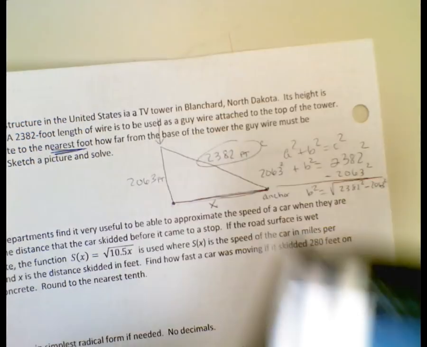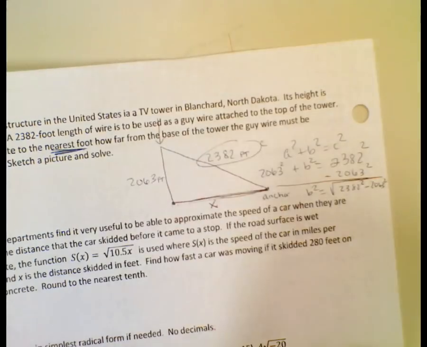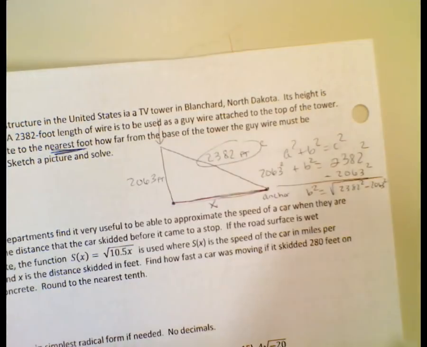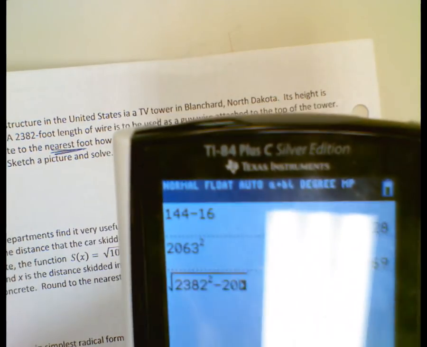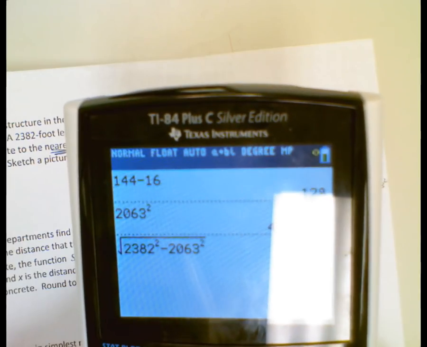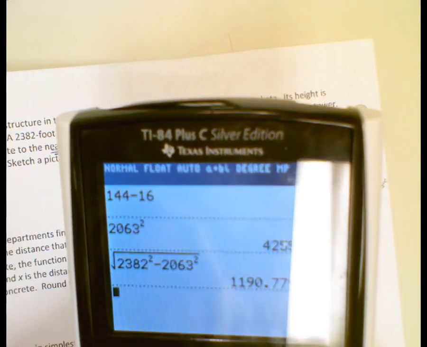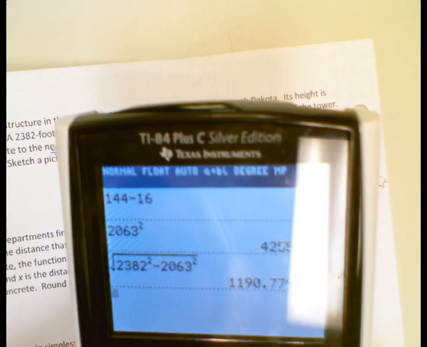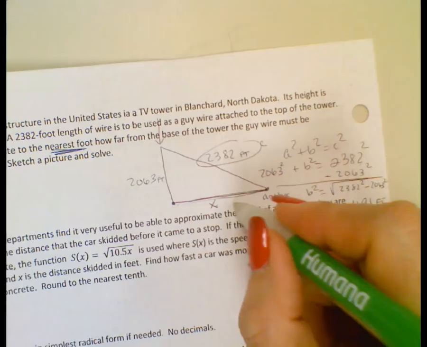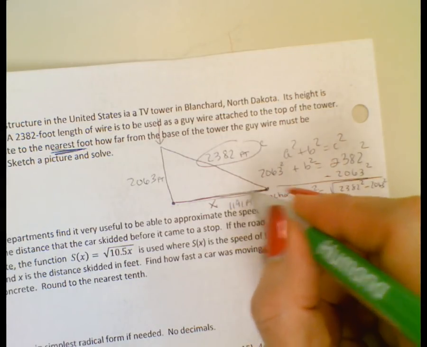So we have the square root of 2,382 squared minus 2,063 squared, all of it at once, is 1190.7. They said to the nearest foot, so we're going to go 1191. That's what this is, 1191 feet. That's our answer.